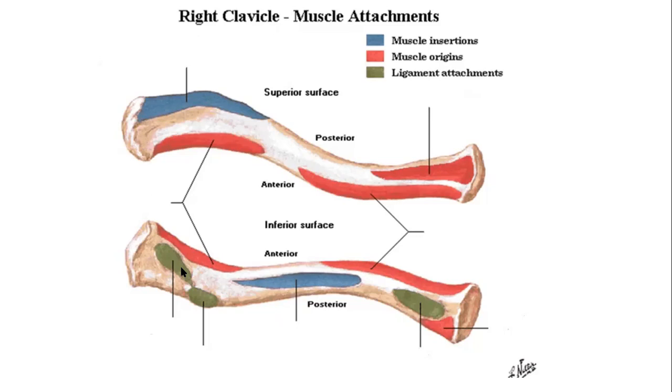Further moving on, over the inferior surface of the lateral one-third of the clavicle, we had seen previously in the bony features a conoid tubercle and trapezoid ridge. The conoid tubercle and trapezoid ridge provide attachment to the conoid and trapezoid parts of the coracoclavicular ligament, respectively.